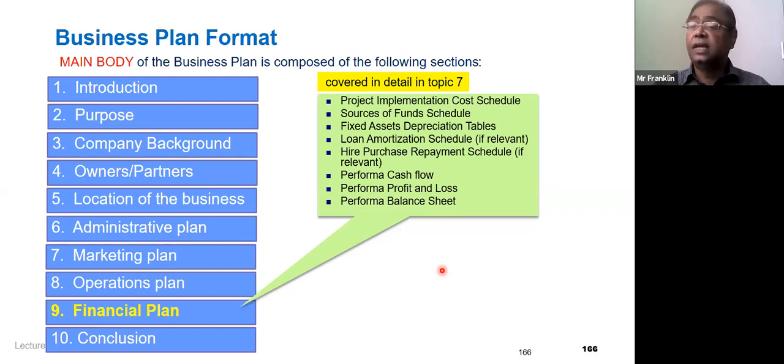So three things. Now these three documents are very important for you: cash flow statement, profit and loss, and balance sheet. We'll cover this in the next chapter. All right? What are the three documents? What is their purpose, and what is the importance of these three documents? You must understand these three documents. All right? Okay.